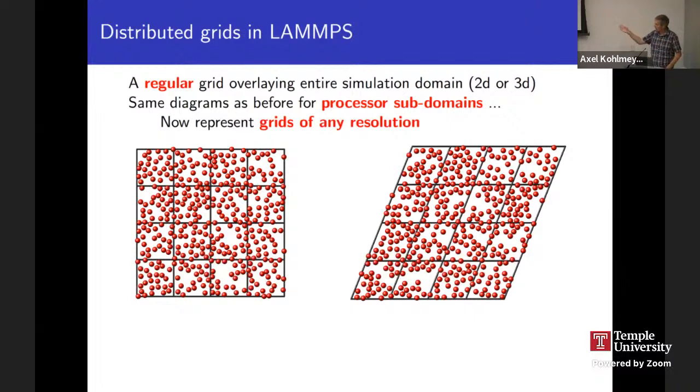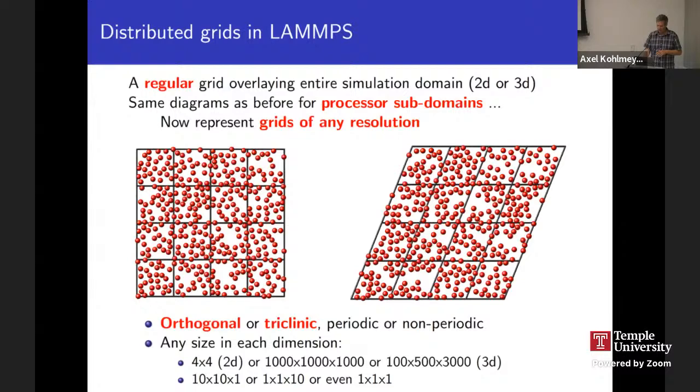If it's a triclinic domain, then think of this grid that's overlaid as having the same shape as the triclinic box. The grids can be periodic or non-periodic, matching the boundary conditions of the simulation box. And in each dimension, the grid can be any size you want. I've shown 4 by 4 here for 2D, but if it was a 3D system, you could have 1 billion grid cells, 1,000 cubed. Or you could make it coarser in one dimension and finer in another dimension. So it could be 100 by 500 by 3,000.